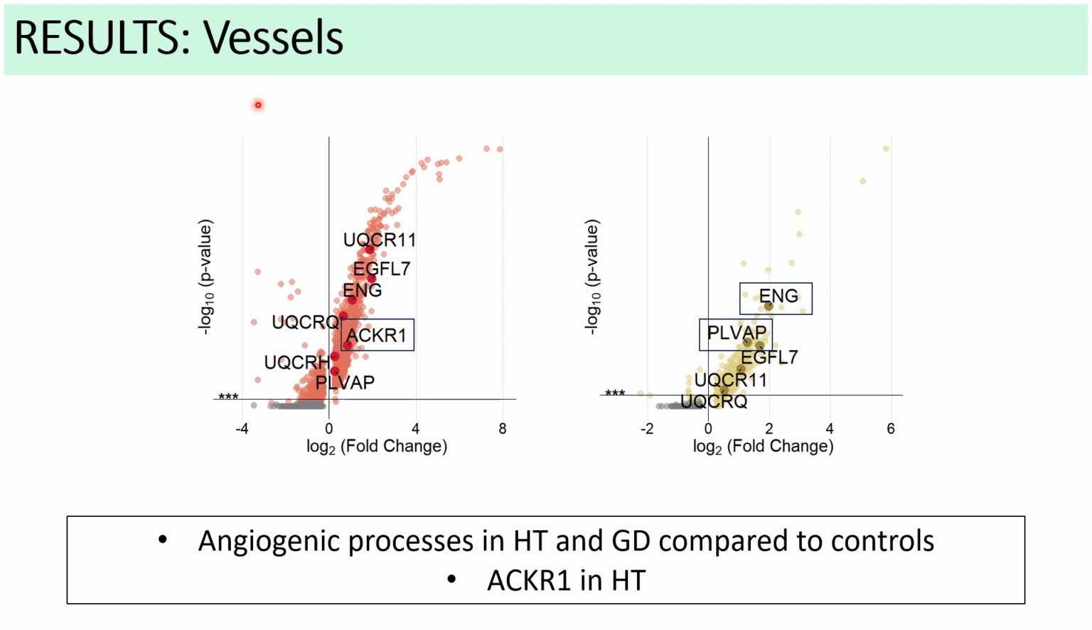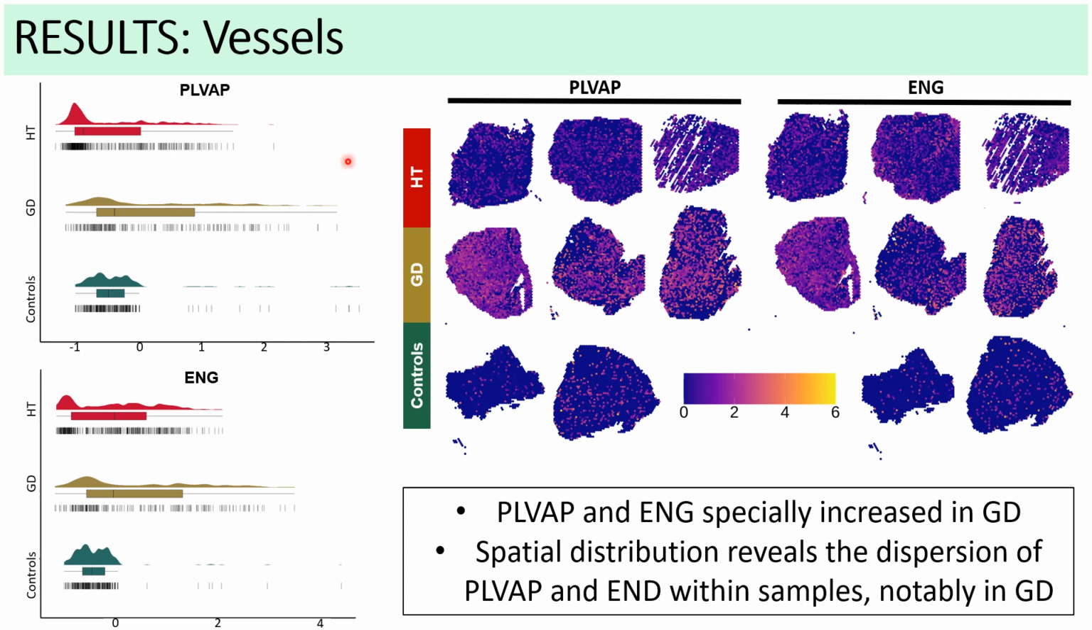Regarding vessels, differential expression analysis between Hashimoto's thyroiditis and controls, and Graves' disease and controls, showed an upregulation of some angiogenic markers in both autoimmune thyroid diseases. Remarkably, just in the case of Hashimoto's thyroiditis, we saw an upregulation of ACKR1. When we looked at both angiogenic markers, we saw an upregulation within Graves' disease samples, as you can see in the images.